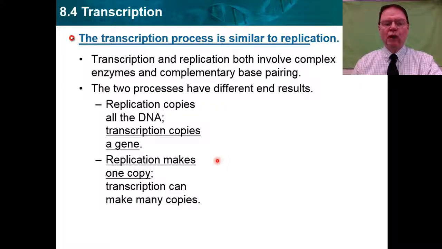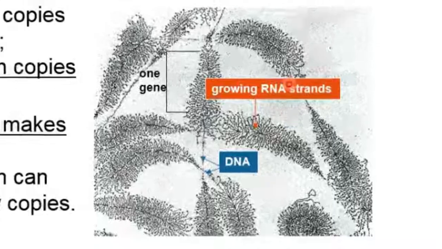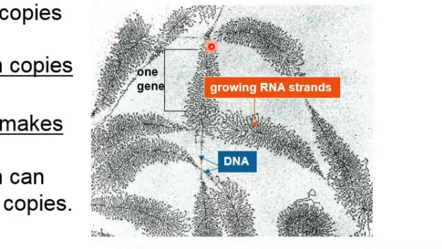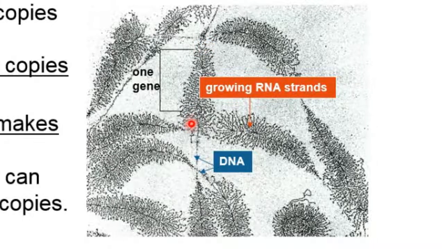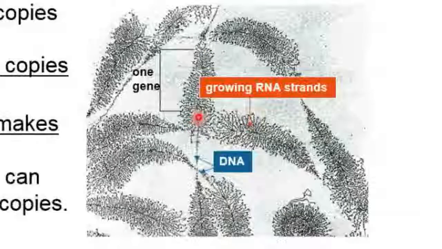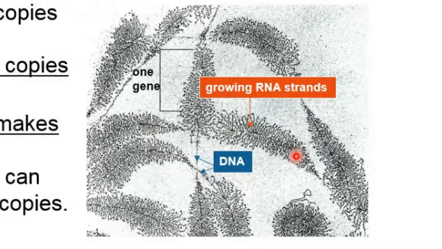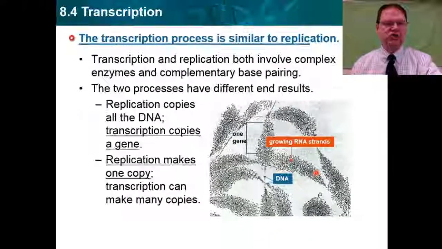And replication makes one copy, whereas transcription can make many, many copies so that many proteins can be made simultaneously. And here we see a picture of this using the benefit of an electron microscope. You can see one gene is going to be used to produce many RNA strands from that one gene.